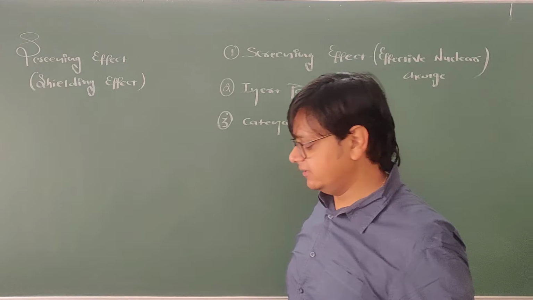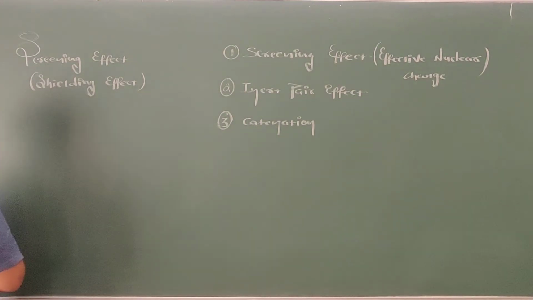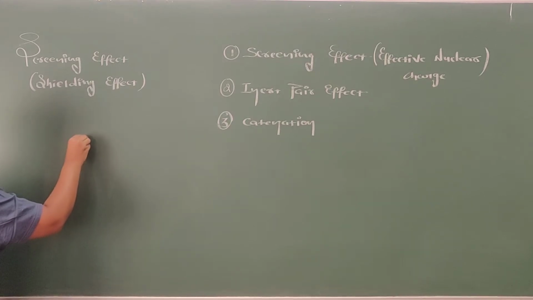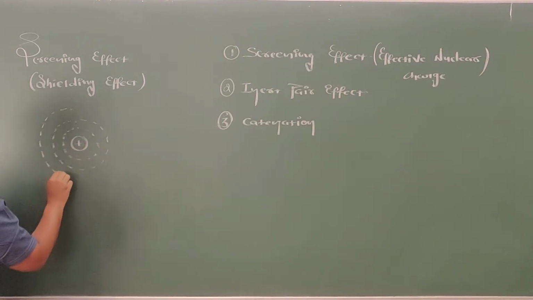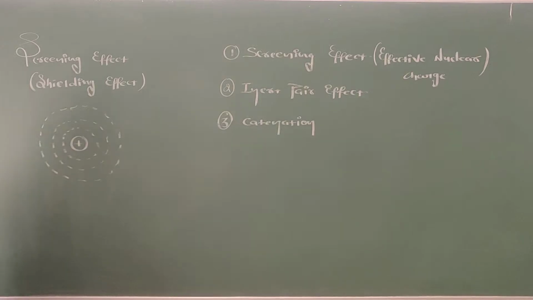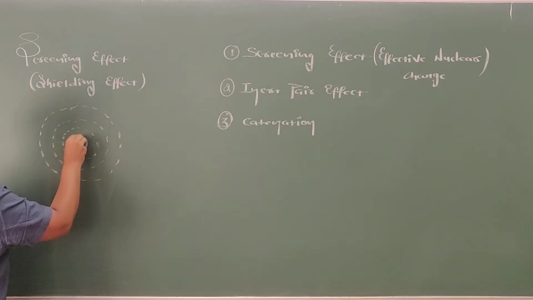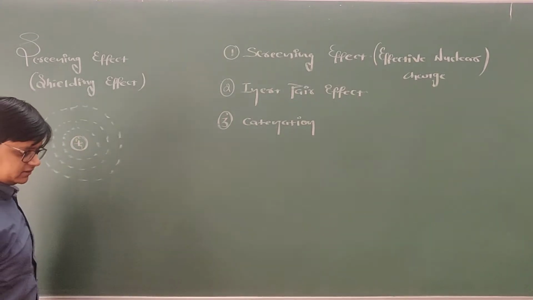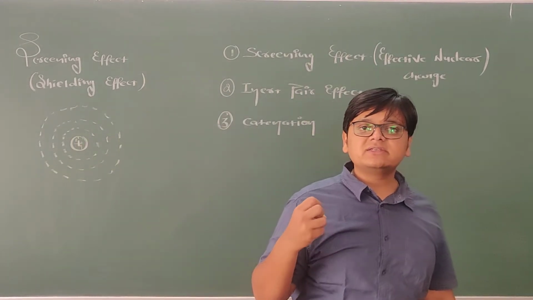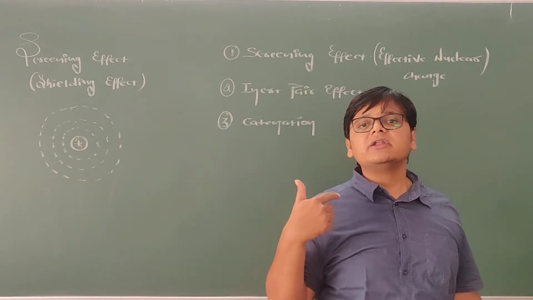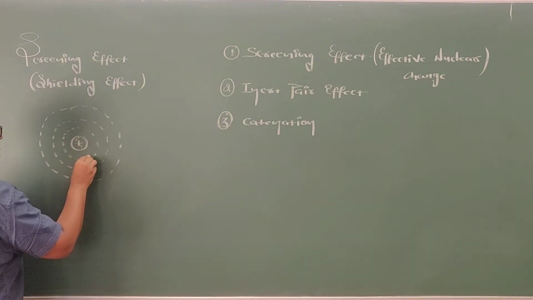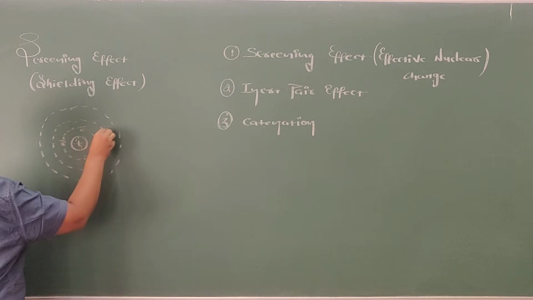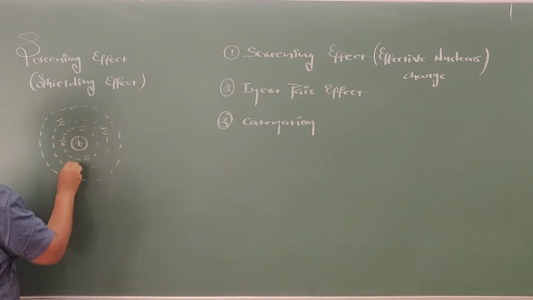Now what exactly is the screening effect? You know that a simple atom contains protons as well as neutrons in the nucleus. It contains electrons in orbits.